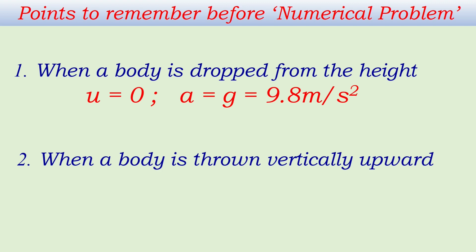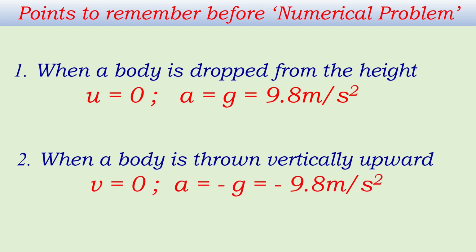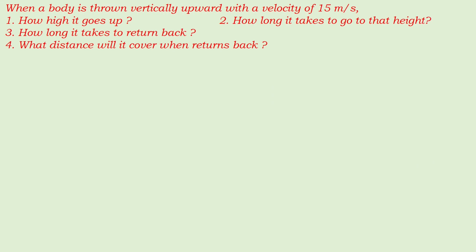Every second its velocity goes on decreasing, and at last at the maximum height its velocity becomes 0. And when the body becomes free in the air, it comes under the action of gravity, and so acceleration due to gravity acts on it, and this is just opposite to the direction of its motion. That's why its value becomes minus g. a equal to minus g, and this is equal to minus 9.8 meter per second square. Now we are able to solve the numerical problem. Let's go through the numerical problem.